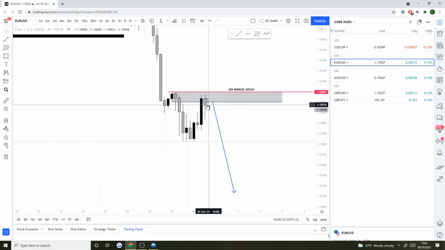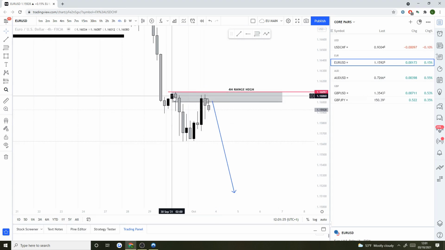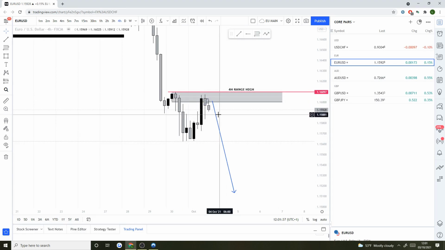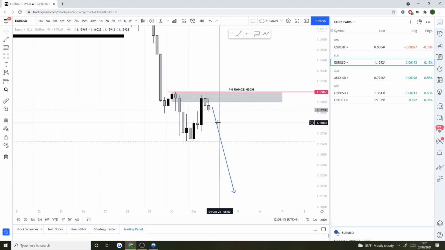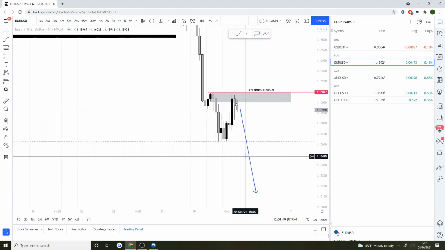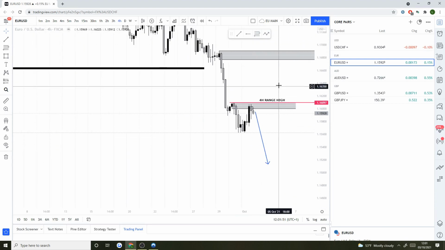And what we can see is price has actually already reacted off this order block and failed to break above it. So what I'm really anticipating most on EU is just a continuation to the low from this point of interest here. So that could happen pretty early in the week if it does take off like that. So let's see what happens with that.